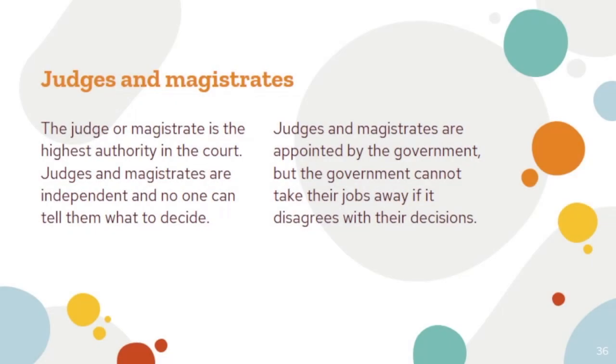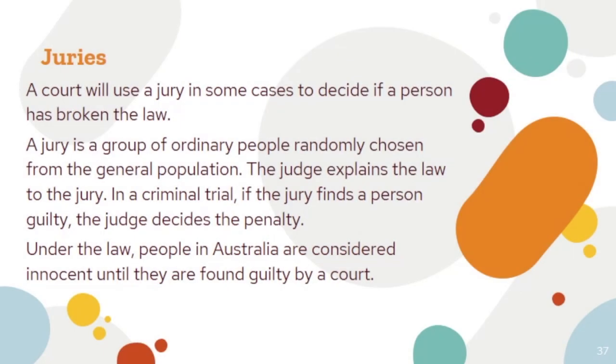The judge or magistrate is the highest authority in the court. Judges and magistrates are independent and no one can tell them what to decide. Judges and magistrates are appointed by the government, but the government cannot take their jobs away if it disagrees with their decisions. A court will use a jury in some cases to decide if a person has broken the law.